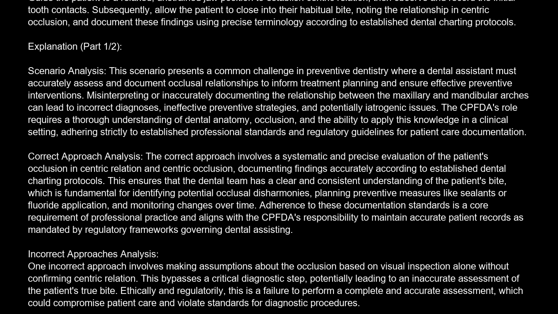Adherence to these documentation standards is a core requirement of professional practice and aligns with the CPFDA responsibility to maintain accurate patient records as mandated by regulatory frameworks governing dental assisting.